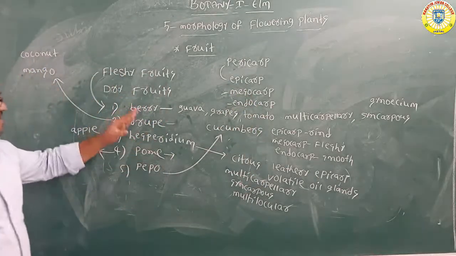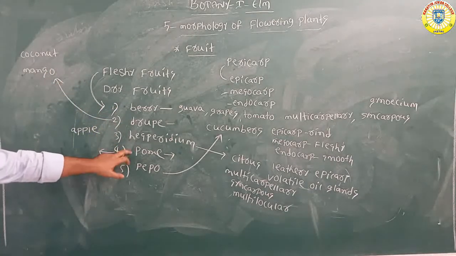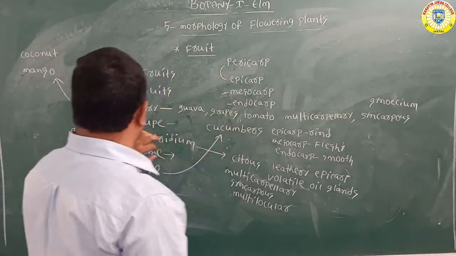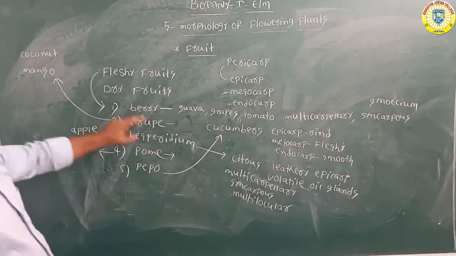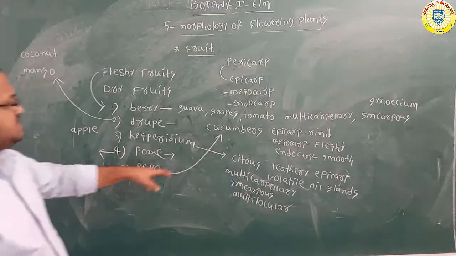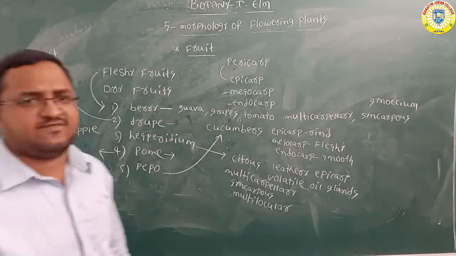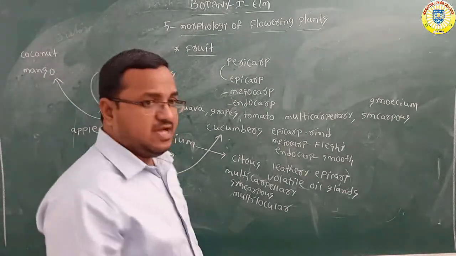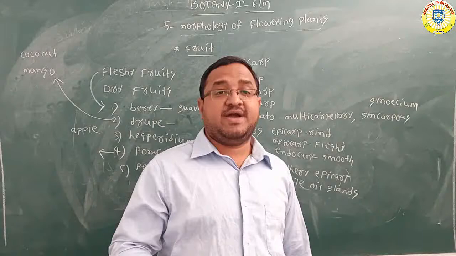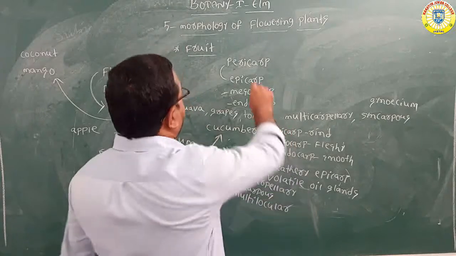So these are the 5 subtypes of the fleshy fruits: berry, drupe, hesperidium, pome, pepo. Berry examples: guava, grapes, tomato. Drupe examples: mango, coconut. Hesperidium example: citrus. Pome example: apple. Pepo example: cucumber. But based on what character do we classify the fruits into 2 types? Based on the characteristic feature of the fruit wall, that is the pericarp.